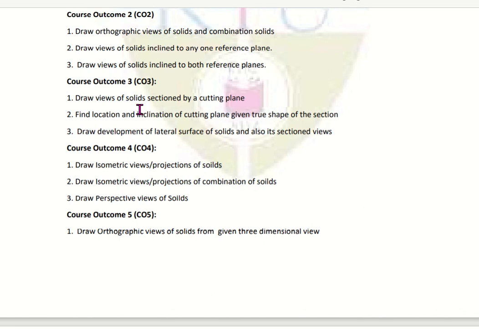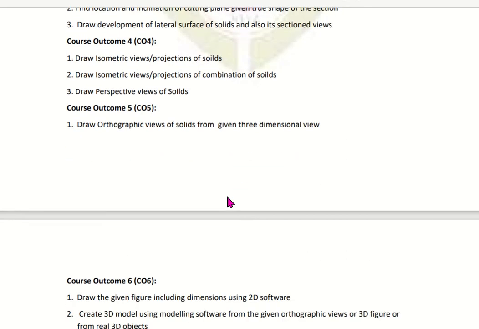Course outcome 4, draw isometric views or projections of the solids, draw isometric views or projections of combination of solids, draw perspective views of the solids. It all comes in module 4.